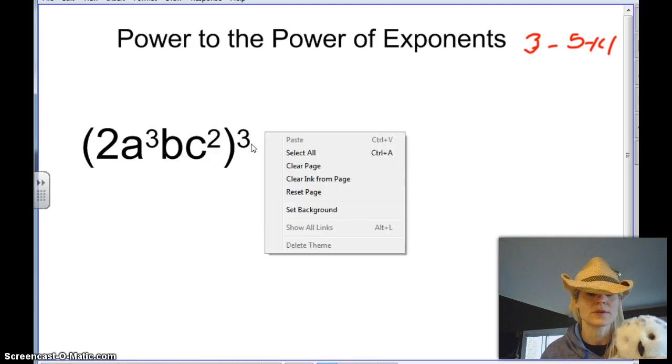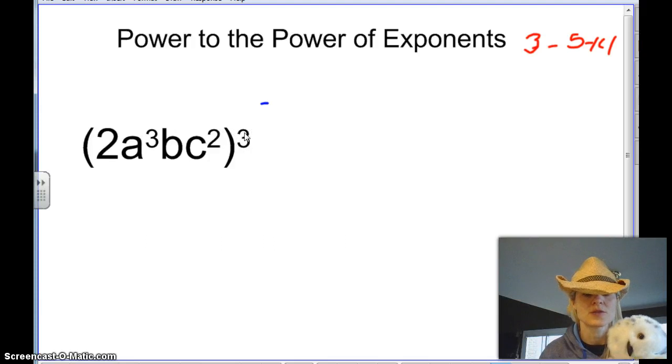Okay? So, looking at this example here, the power to the power rule is when you have exponents like we have over here. We have an exponent of 3 and then 2, and these are 1. And those exponents are being raised to an exponent. So it's a power to the power. Just think of that song, Power to the People.